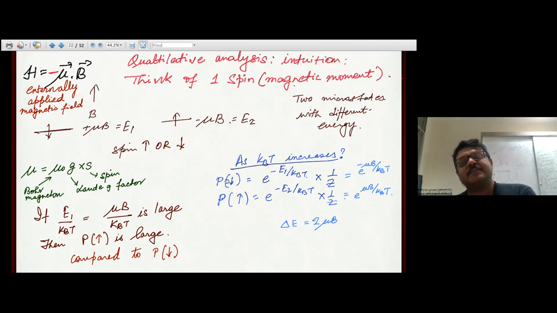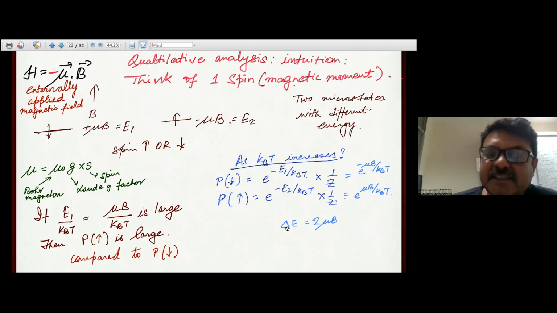So the probability that the magnetic moment will point down is e to the power minus E1 by kBT, and this energy is plus mu B, so minus mu B by kBT, times 1 by Z. Here I missed the Z factor, but there should be a 1 by Z. And similarly, the probability that the magnetic moment will point in the opposite direction should be proportional to 1 by Z times e to the power minus E2, and E2 is minus mu B. So hence it's e to the power mu B by kBT into 1 by Z. Of course, Z is a certain normalization factor. So Z is not going to change depending upon whether the magnetic moment is up or down. So that's a constant factor, and the energy changes to mu B.